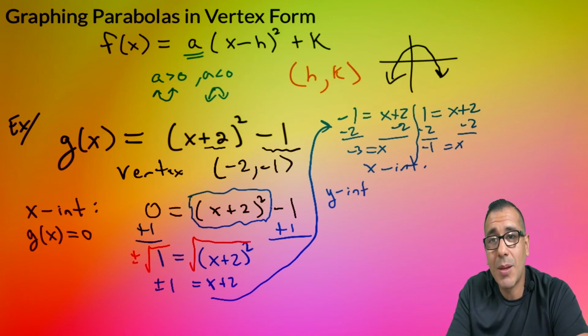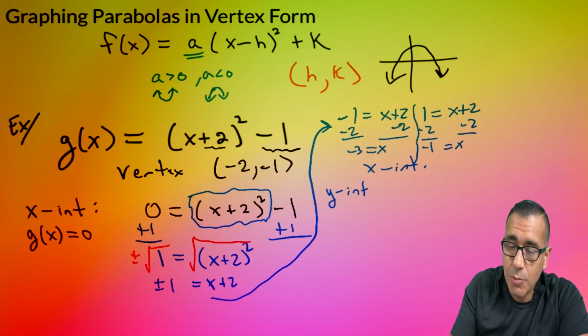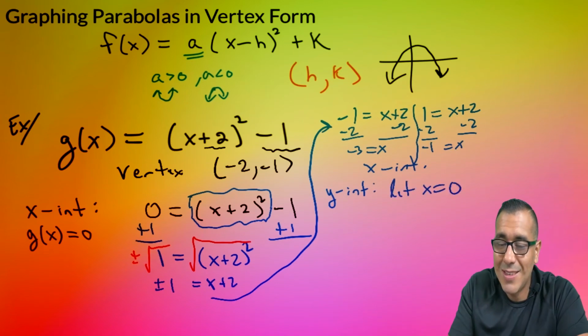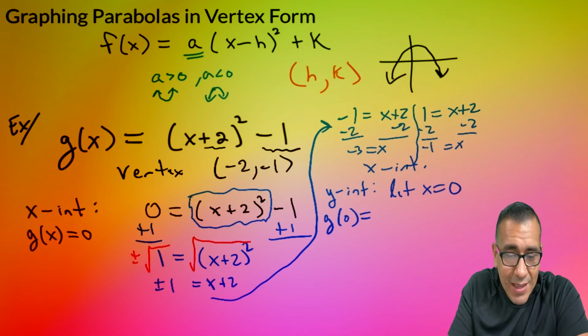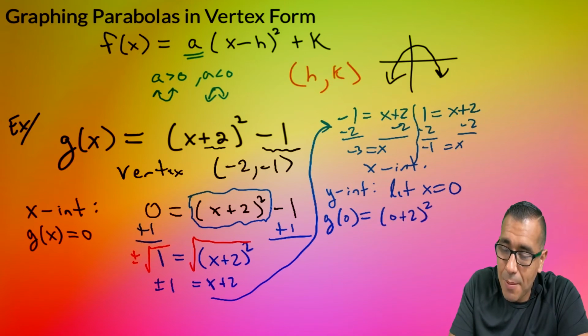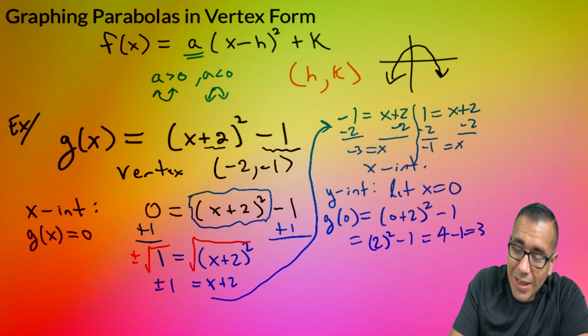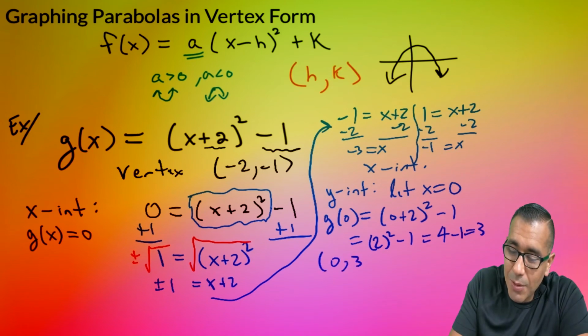The y-intercept. So when we go and find the y-intercept, remember what we're doing. We're going to let x equals 0. All right. So we're going to find g of 0. And so that equals 0 plus 2 squared minus 1. So we end up with 2 squared minus 1, and we end up with 4 minus 1 equals 3. So we end up with the y-intercept of 0, 3.